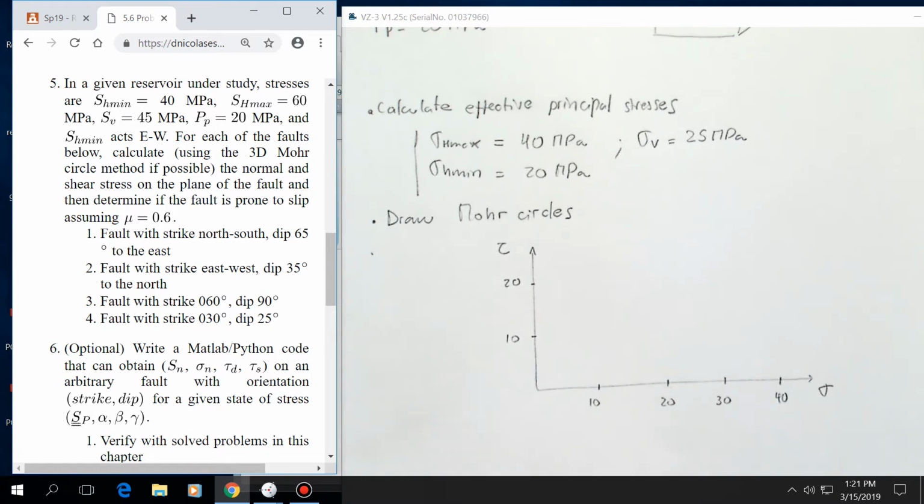Okay, are you guys there already? I'll go around and see if you are. Please start drawing your Mohr circles. I'm doing it just for you to check if it's the right solution or not.